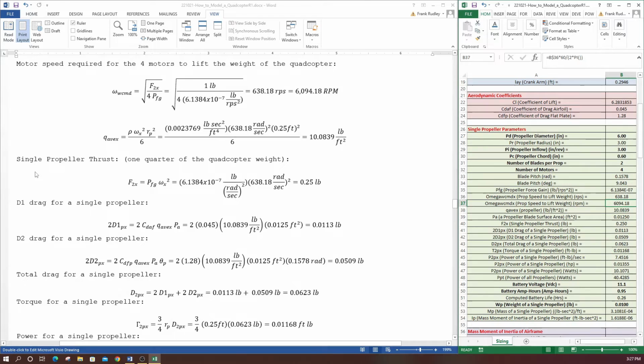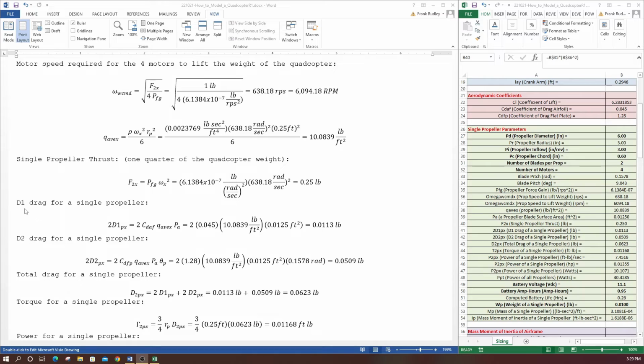So this is just a check for a single propeller thrust. That would be 1/4 of the quadcopter weight, which is 1/4 of a pound since the whole quadcopter weighs a pound. So if we take our force gain and multiply that by the speed of one propeller squared, we get 0.25 pounds. And I believe that's this parameter right here in our equation. So there's the formula there. It comes in handy to do at least one check of hand calculations versus the spreadsheet.